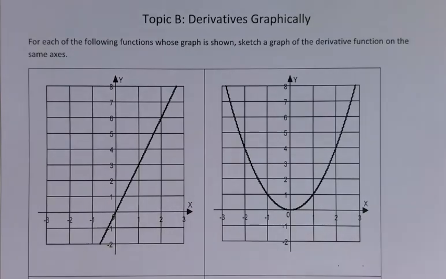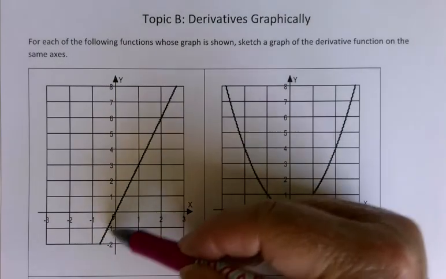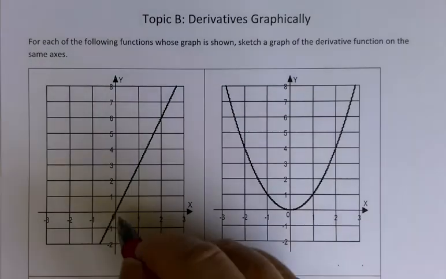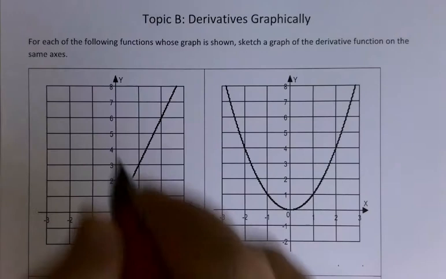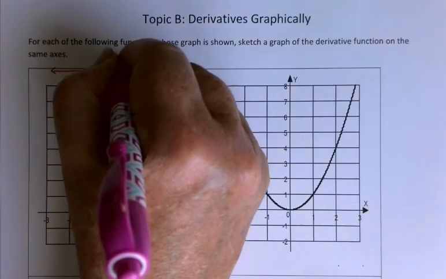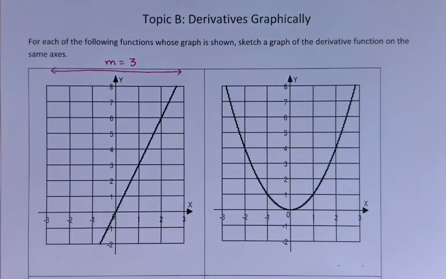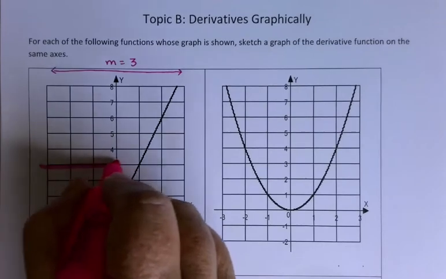Now, in order to do this, keep in mind the derivative is always the slope of the tangent line. So if I have a linear function like this, the slope of this line is the same everywhere, right? In fact, in this case, it looks like we've got a rise of 3 and a run of 1. So in fact, everywhere, the slope is just equal to 3. That means the derivative is equal to 3 all the time. And if I were to draw that derivative graph, it would simply have a value of 3 at all times.